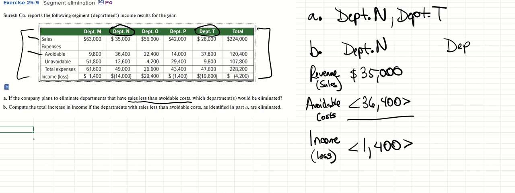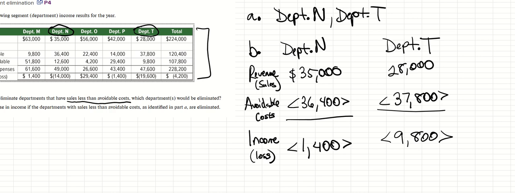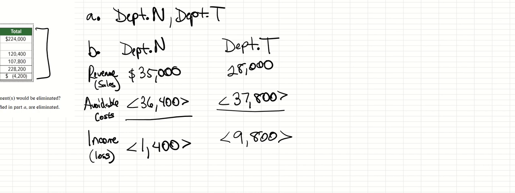Next, we bring in Department T sales and avoidable costs. That's 28,000 for sales and 37,800 for avoidable costs. So 37,800 minus 28,000 comes out to a $9,800 loss. These are both losses. If the company decides to eliminate both of these departments, we take 1,400 and add 9,800. That gives us a total loss of $11,200.